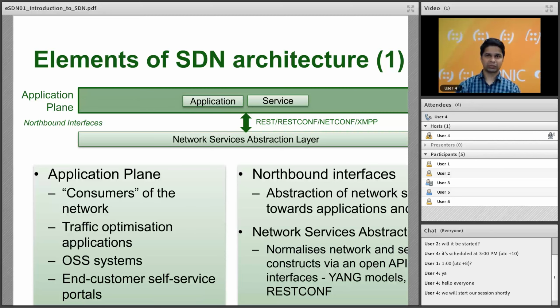In the network service abstraction layer, we normalize the network and service construction via an open API interface. In most cases, the popular one is the YANG model. The key is to ensure that the application plane has visibility into how services are actually delivered, and into the external elements of the network. This is key to ensuring agility in new service creation.